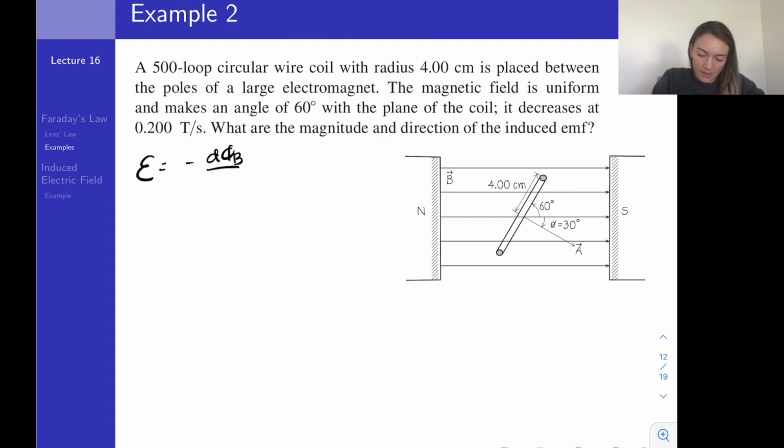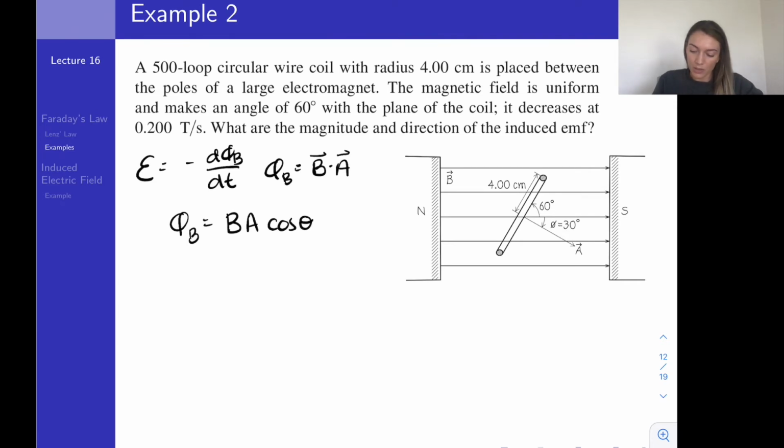So we'll write down Faraday's law, where the flux is B dot A. So let's find the flux first. The flux is going to be BA cosine theta, where that's the angle between them, or I'll call it phi since that's what they call it in this problem, cosine phi. And we said phi was 30 degrees, because B and A make an angle of 30 degrees. So we have BA cosine 30 as our flux.